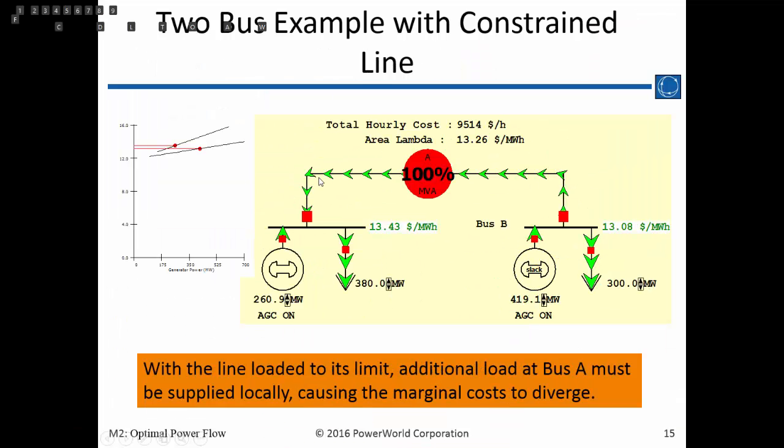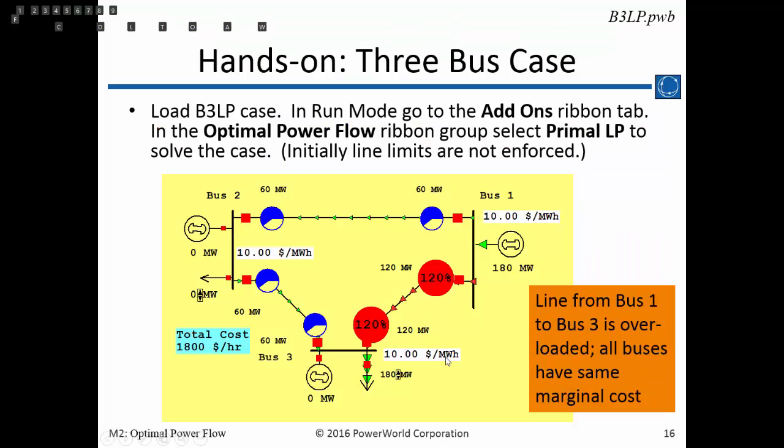Okay, so that's the 2-bus example. And yeah, when we have a constraint, then the marginal costs can diverge. Okay, so next we'll look at, like I said, a slightly more complicated example.